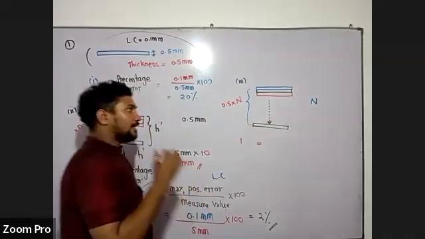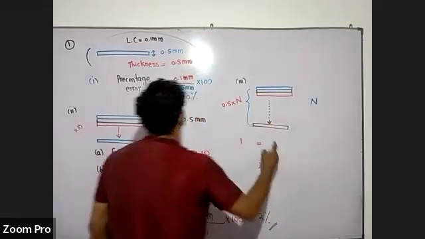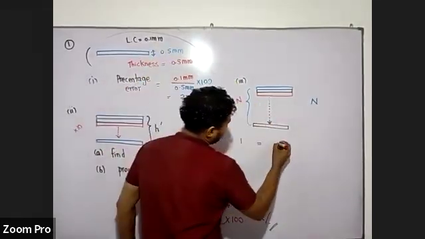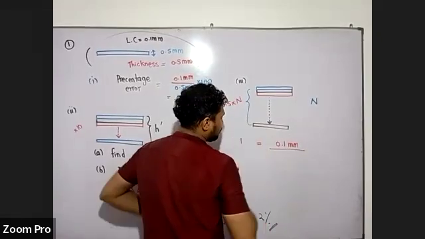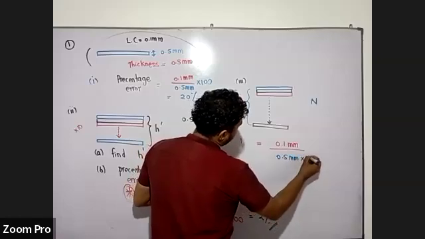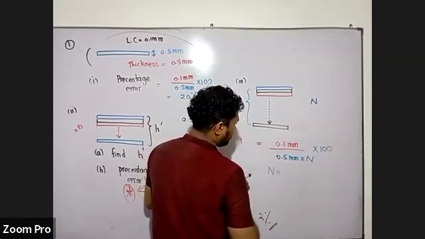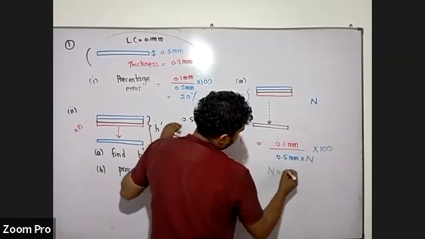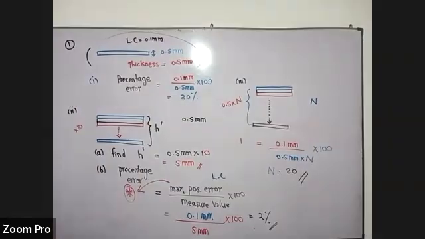Now, as I mentioned earlier, even if we kept thousands of sheets, the maximum possible error is directly equal to the least count of the instrument. So that should be substituted as 0.1 millimeter. The measured value should be equal to 0.5 millimeter into N, multiplied by 100. Then N can be obtained as 20 sheets, right? So this is the way that we obtain the answer for this kind of question, right?